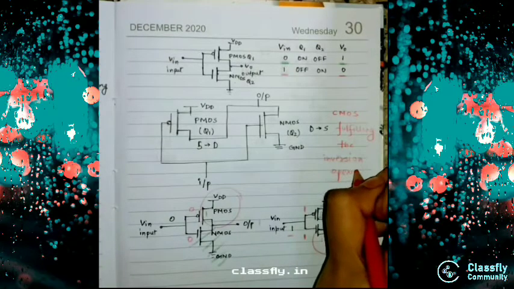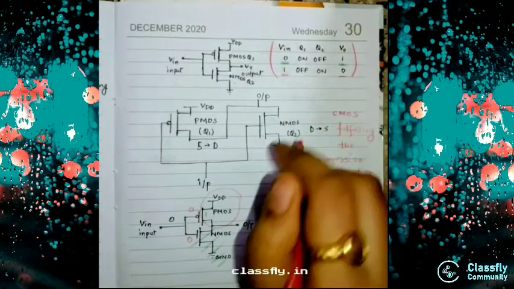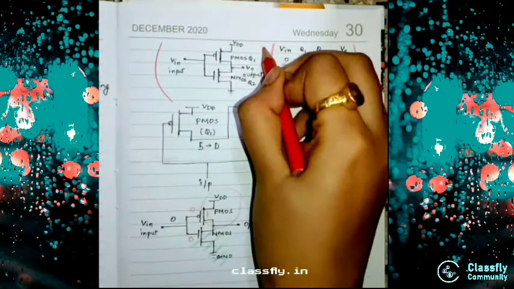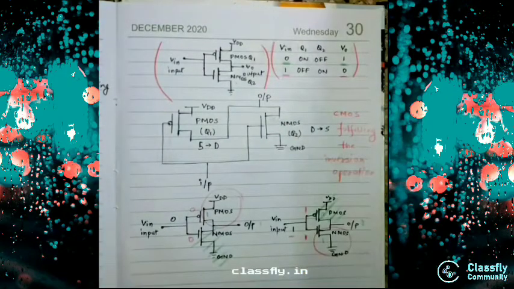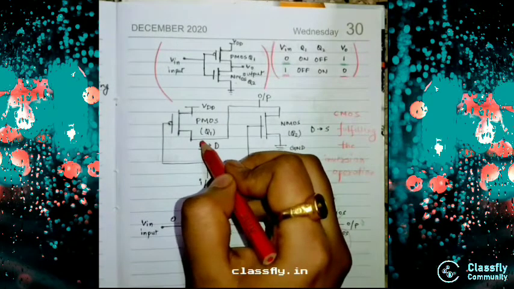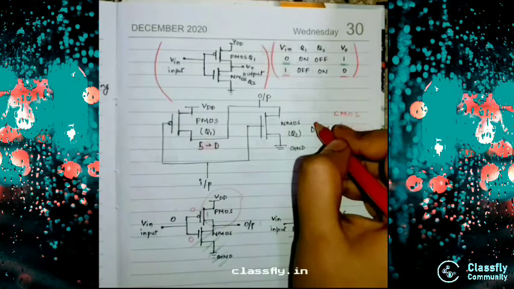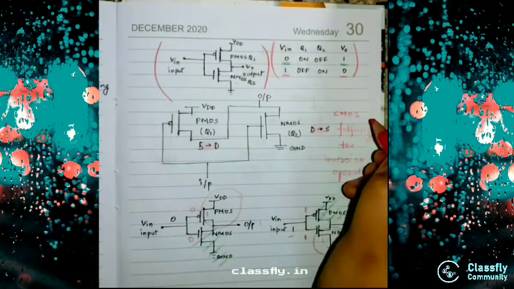So this is our truth table. This is our circuit diagram. Okay, and I hope you all understood the lecture of today. Please remember that PMOS current always moves from source to drain, and NMOS current moves from drain to source.